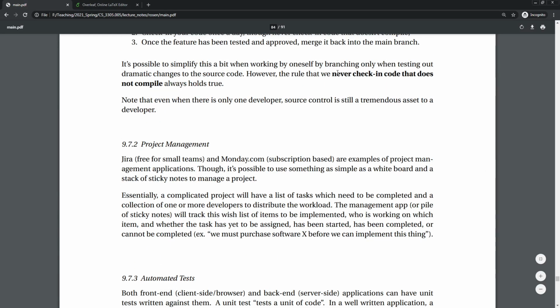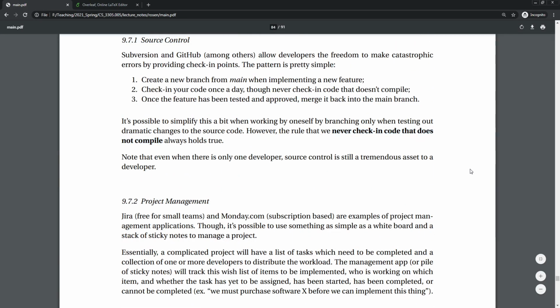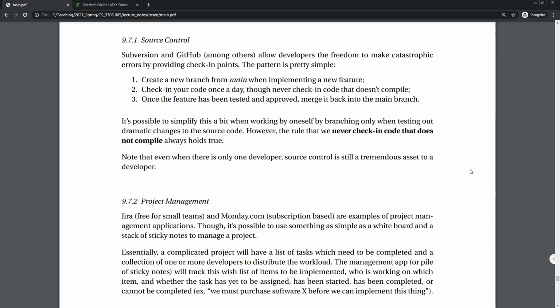Oh, and then here in bold letters, never check in code that doesn't compile. So you made some brilliant changes, you added a feature, and it almost works, and you don't want to lose it, but it doesn't compile, and you don't know how to fix it. Okay, well, then don't check it in. If it doesn't compile, don't check it in. I don't really know what else to say to you about that.